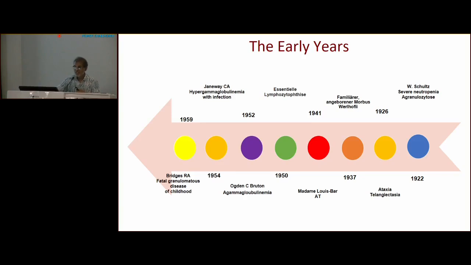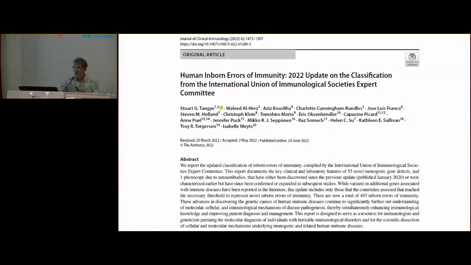So since this is a very large and heterogeneous group of disorders, how do we classify them? Initially the WHO classified them in 1972. That was the first classification, but then the International Union of Immunological Societies, the IUIS, formed a special classification committee which updates this classification every 2 years. The latest update was in 2022, where experts from all across the globe met and classified these disorders. And the 2024 update is due.